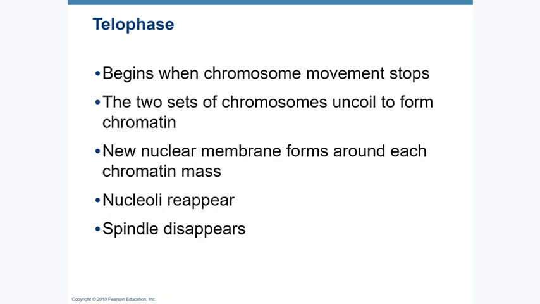Telophase begins right at the end of anaphase, and this is part of cytokinesis. And it begins when the chromosome movement stops. The two sets of chromosomes then begin to uncoil and form chromatin. The nuclear membrane then forms around each chromatin mass, and the nucleoli reappear. Those mitotic spindle fibers that have been pulling the chromosomes apart then disappear.